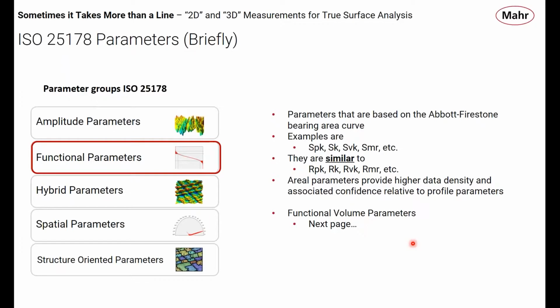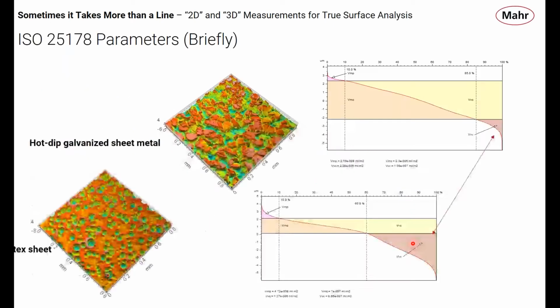In addition to the parameters that are present in the 2D space, the RPK, the RK, and RVK, et cetera, there's also another set of parameters, and those are the volume parameters. I'm going to talk about those on this page. These are the V parameters. They are also based on the Abbott-Firestone curve, which I'm showing here. If anybody has questions about what the Abbott-Firestone curve is, we can talk about that afterwards.